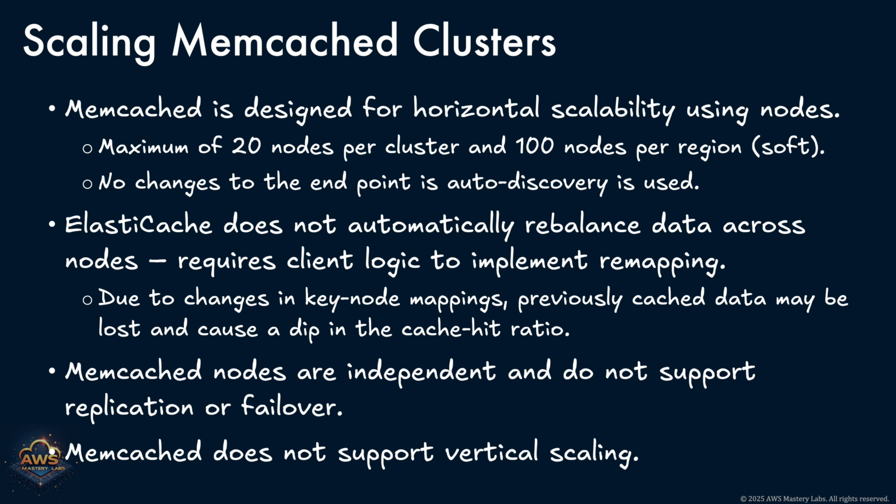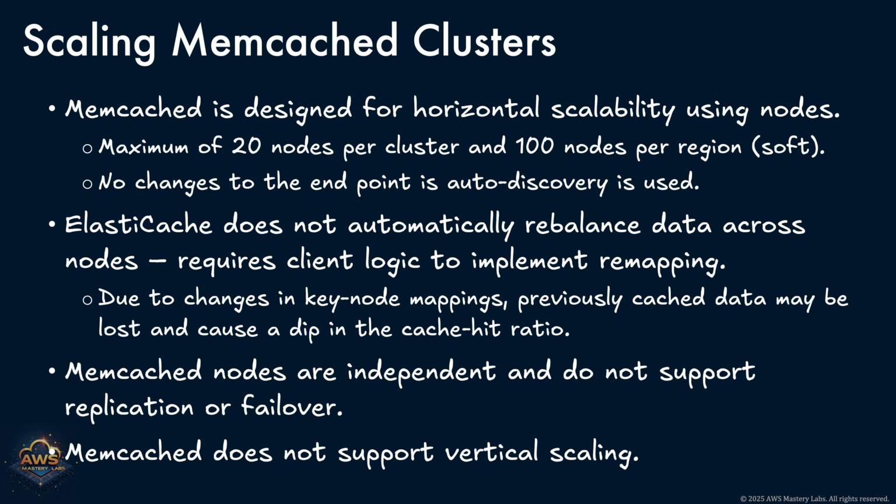Scaling in Memcached is handled via client-side sharding. Clients, typically using a consistent hashing algorithm, determine which node is responsible for storing a particular key. This design makes the system highly scalable, but it also means that when nodes are added or removed, the mapping of keys to nodes changes. Consequently, previously cached data may become inaccessible, leading to a drop in the cache hit ratio until the cache is repopulated or warmed with active data again.